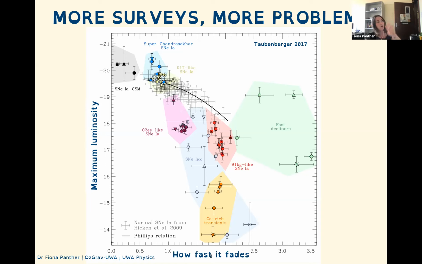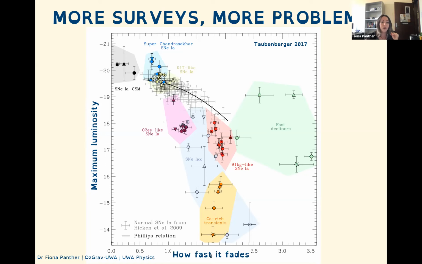So they sort of pop off the top of the Phillips relation. And over the years, more and more of these peculiar type 1a thermonuclear supernovae have been discovered. So you've got everything from things which decline very, very fast. There's only a handful of those fast decliners. Then you've got things which are below the Phillips relation. So everything below is generally termed subluminous.